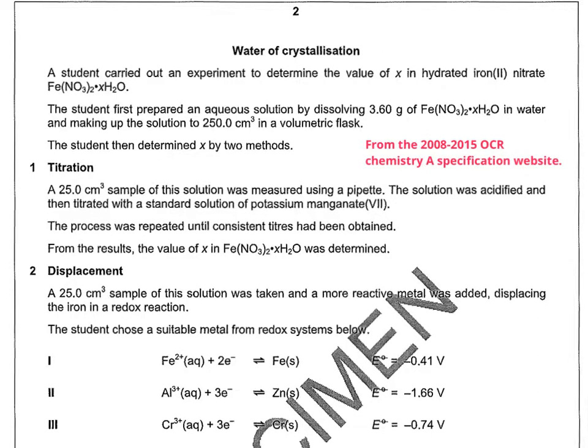Hello and welcome to this clip going through an evaluative task paper from the previous specification, previous meaning 2008-2015, from the OCR chemistry website. It's about water of crystallization, but specifically how to work it out using redox titrations. Now the evaluative task that used to be set is quite similar to some of the practical type questions you'll get in the current papers for the OCR Chemistry A 2015 onwards specification.